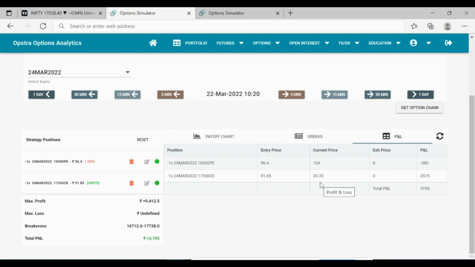Majority of the traders, what they do is they exit this trade. They exit the call by booking this profit, and then they will sell one more call close to this put premium.